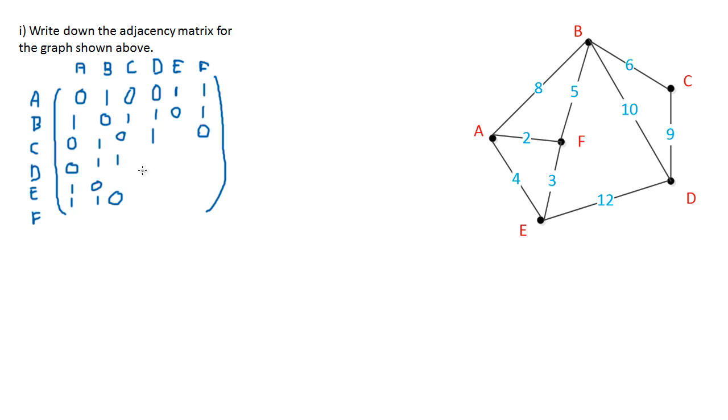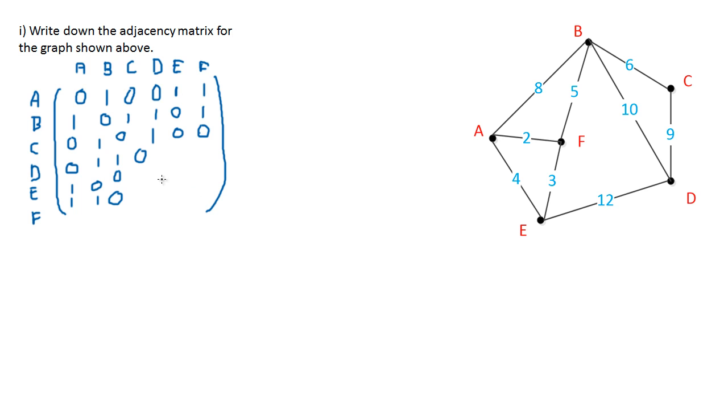Is there a connection between D and D? No, so we put a 0. You'll see there will be a line of zeros going down like that. It's normally like that all the time. So you have a C and E connection. No. So we've done C.